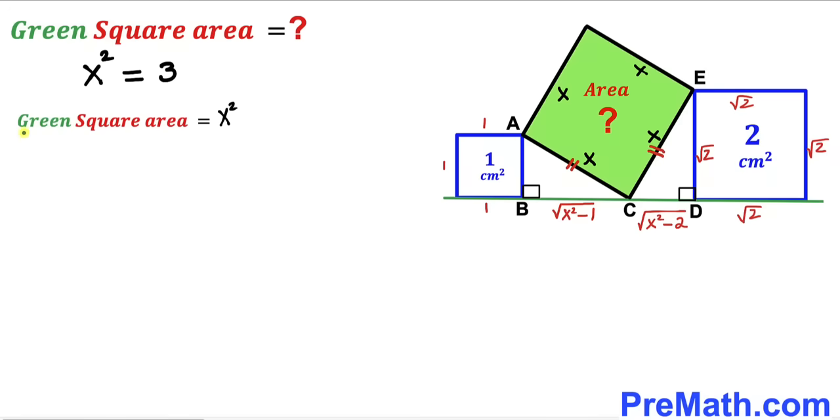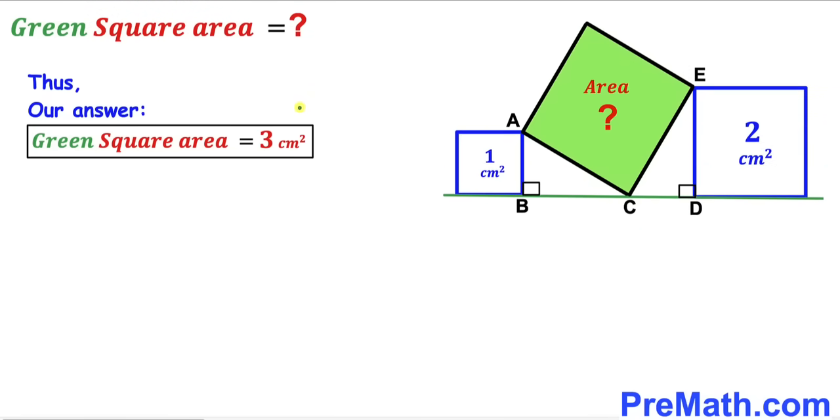And now we can see that this green square area is being represented by x square. So therefore I'm going to substitute this x square value 3 over here. So we conclude that this green square area turns out to be 3 centimeter square. So thus after all the calculations and manipulations, the area of this green shaded square turns out to be 3 centimeter square. And that's our final answer.